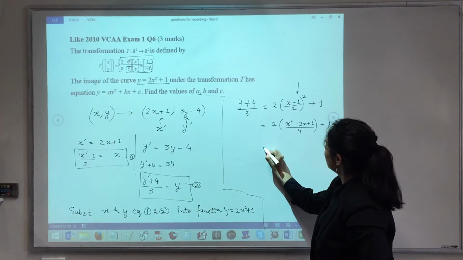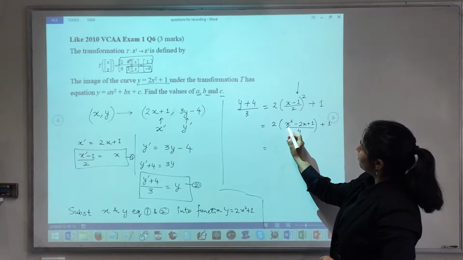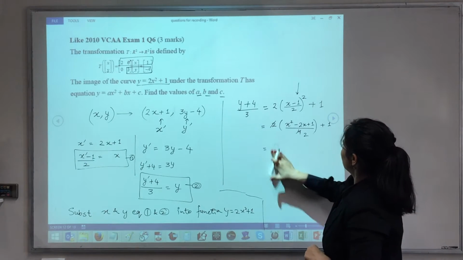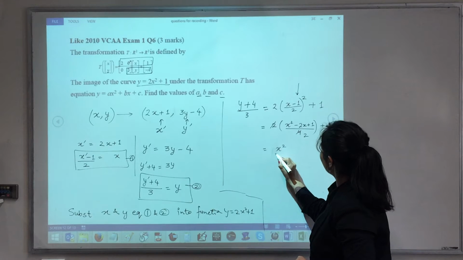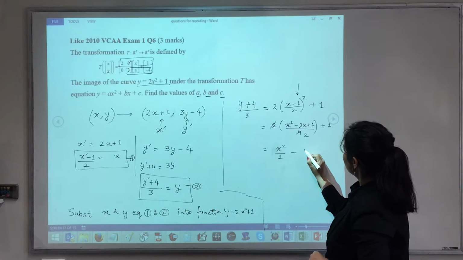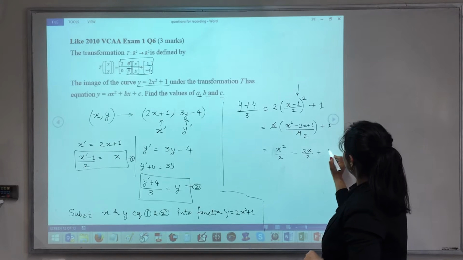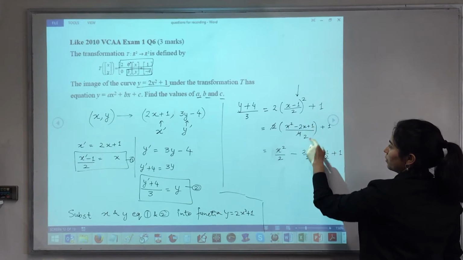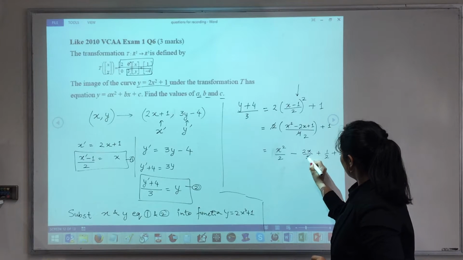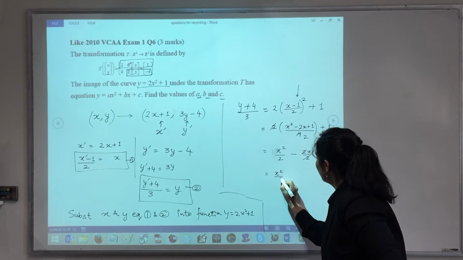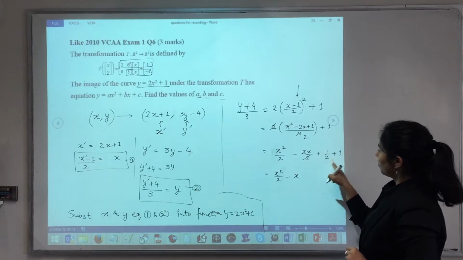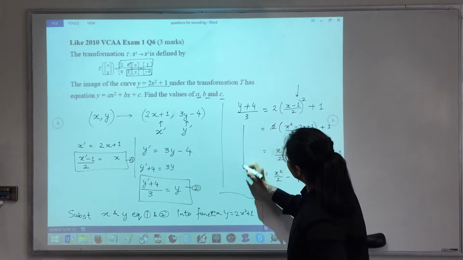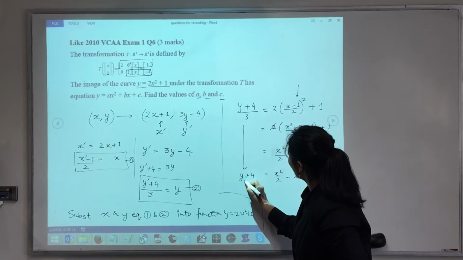So I need to get rid of the brackets basically, or before that, I can just cancel it out. That's another possible thing. So let's do something about it now. x squared over 2 minus 2x over 2 plus half plus 1. Okay, so x squared over 2 minus 2x over 2 plus 1 over 2, and plus 1 is outside the bracket. So this gets x squared over 2 minus x, and 1 plus half is 1 and half, which is 3 on 2. And this thing is equal to, so this comes down here, y plus 4 over 3.